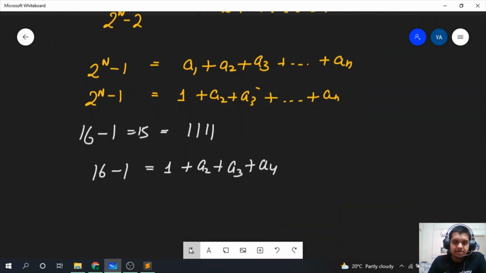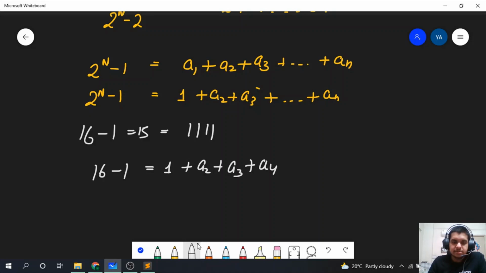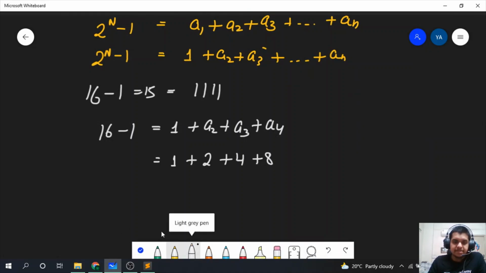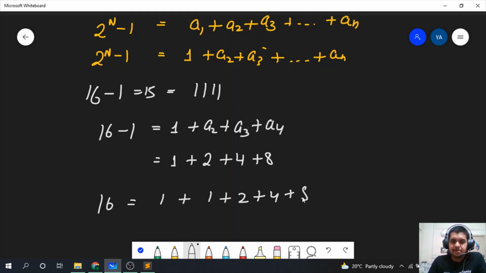Now let us use the binary representation of 15 to fill these numbers. So what would it become? It would become 1 plus 2 plus 4 plus 8, right? And obviously once we bring this one over to this side, we can represent 16 as 1 plus 1 plus 2 plus 4 plus 8.